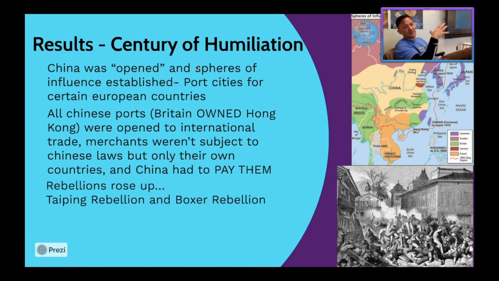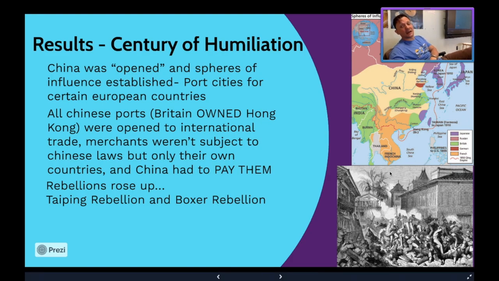Now, because of these spheres of influence, and because of this century of humiliation of these unequal treaties that actually come down, where basically the Chinese are being forced to give up their land and their ports to other people, very large rebellions are going to break out, particularly one known as the Taiping Rebellion, which is going to claim the lives of over 20 million people when it was suppressed, and the Boxer Rebellion, which would be crushed by a coalition force of Americans, Russians, British, French, and German troops who would come in and destroy that rebellion as well.